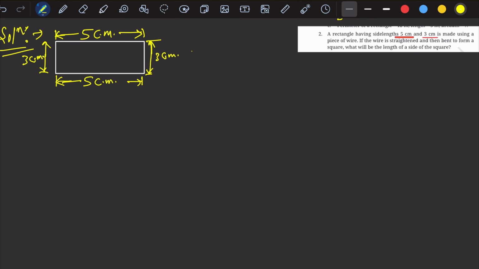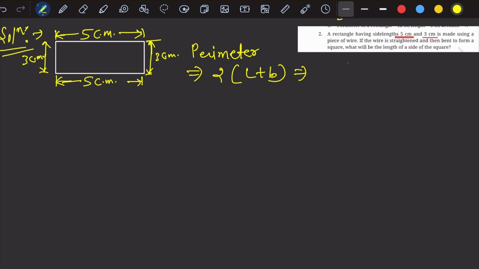Okay, so perimeter. First of all, we will find the perimeter of this rectangle. Perimeter will be 2 into L plus B. So what will be the value? 2 into length is 5, breadth is 3, which is calculated 5 plus 3 will be 8. 2 into 8, 2 8s are 16. Okay, now what is the next part of this question?